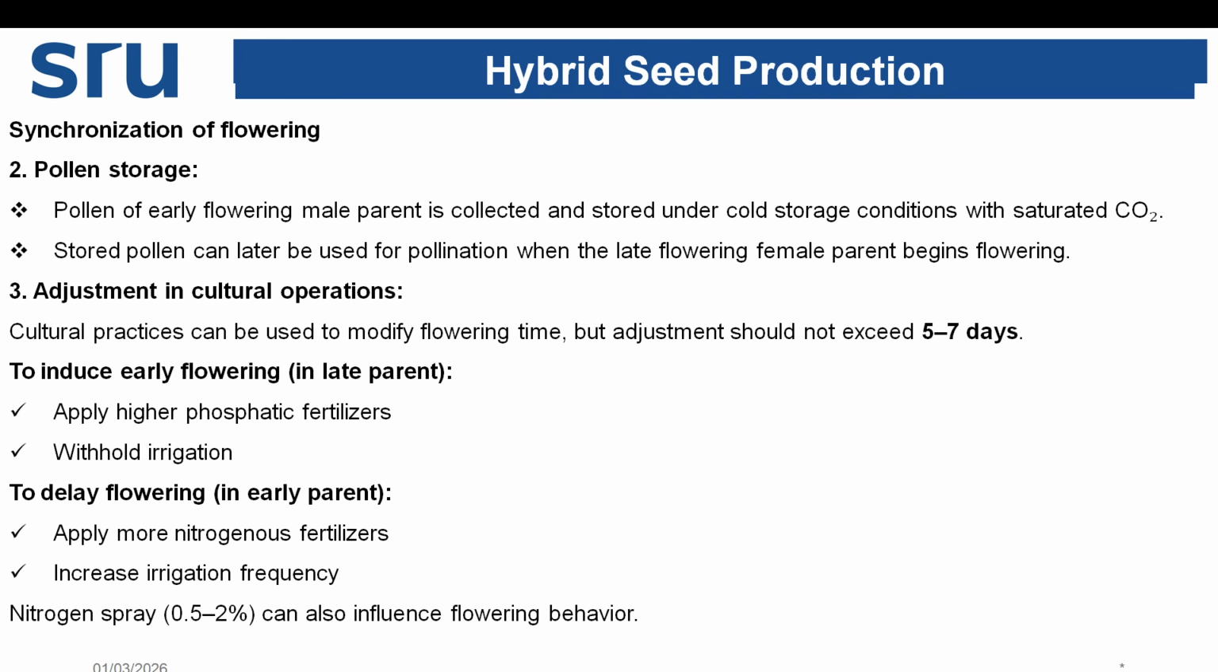Third, adjustment in the cultural operations. Cultural practices can be used to modify the flowering time, but adjustment should not exceed 5 to 7 days. To induce the flowering in late parent, you can apply higher phosphatic fertilizer, and also you can withhold the irrigation. To delay the flowering in early parent, you can apply more nitrogenous fertilizer, and you can increase the irrigation frequency. So the nitrogen spray of 0.5 to 2% can also influence the flowering behavior.